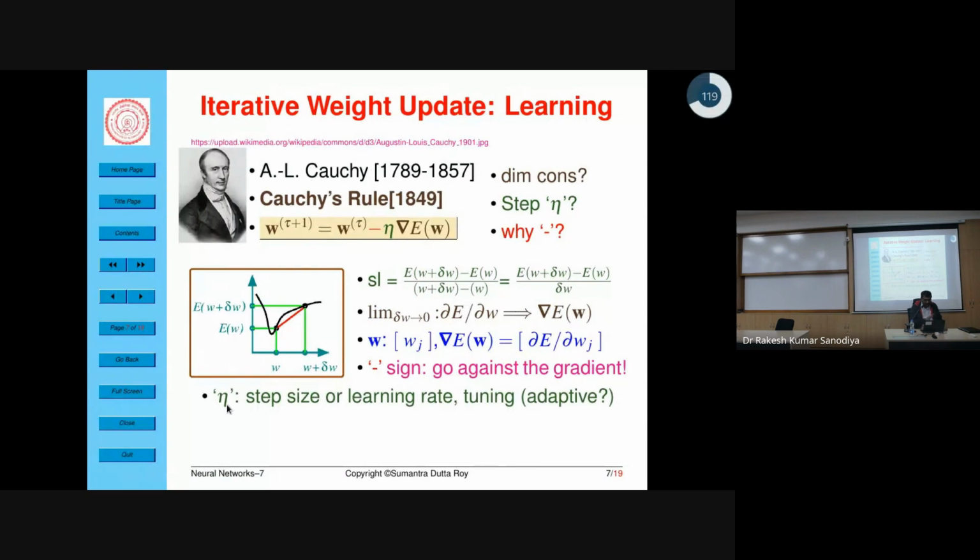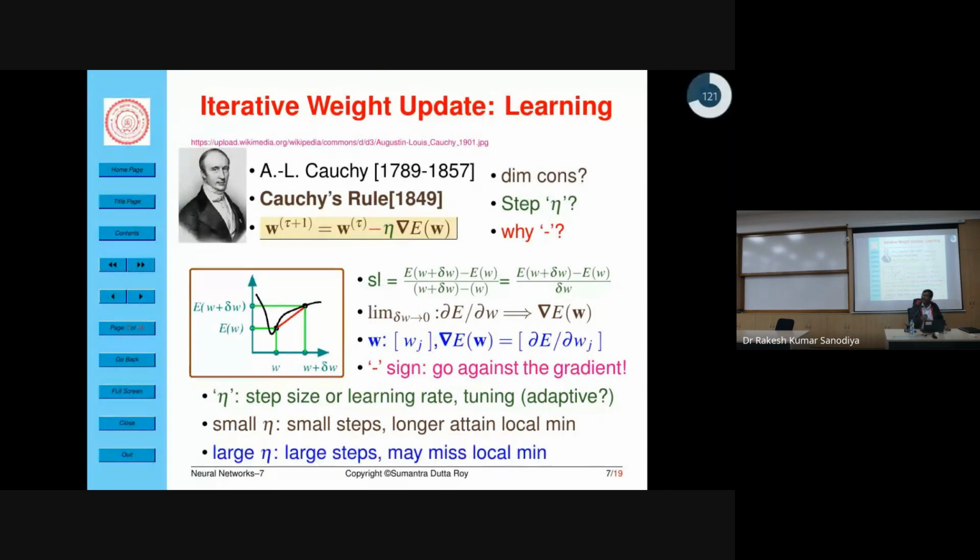All right. So this is what I talked about. Eta is the step size, and it's also called the learning rate and a tuning parameter, which could be adapted. So it's always a fight: if I take smaller steps, maybe I'll take longer to achieve the local minimum. On the other hand, if I take a large step size, I may miss the local minimum altogether.